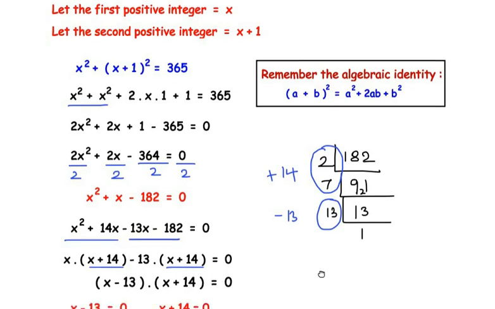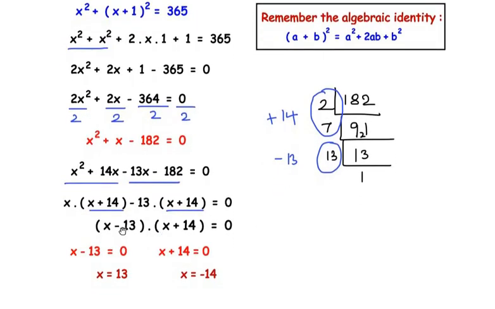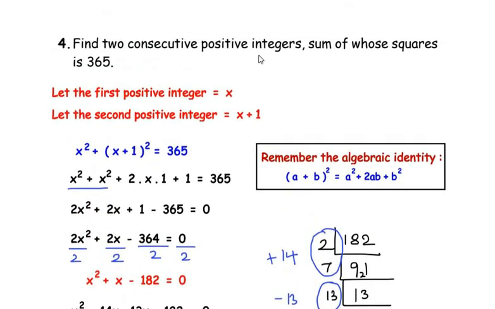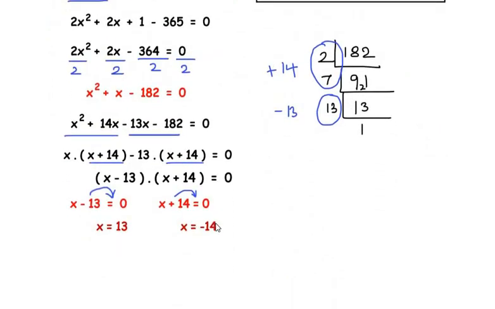Now equating each of the factors equal to 0, we get x minus 13 equal to 0 and x plus 14 equal to 0. Now taking negative 13 on the other side of equal to sign, we get the value of x as 13, or taking the value of positive 14 on the other side of equal to sign, we get the value of x as negative 14. But here in the question it was mentioned that the numbers have to be positive integers. Since 14 is negative over here, we are going to discard this value of x, and we are going to consider only x equal to 13, which is a positive integer.